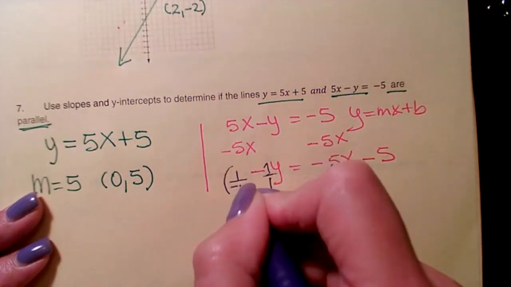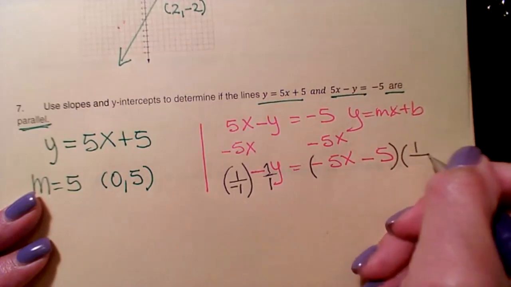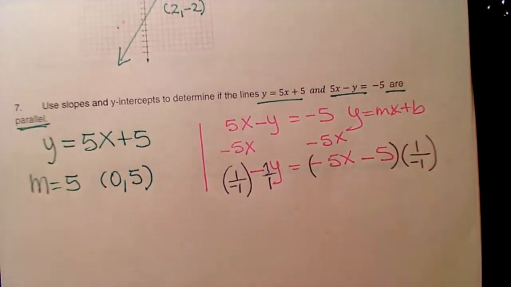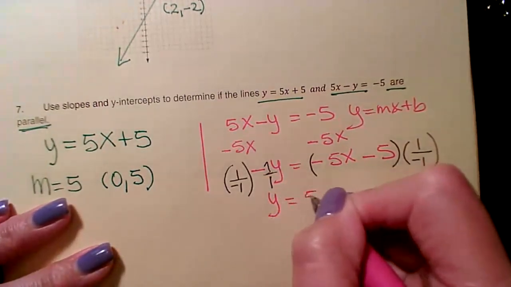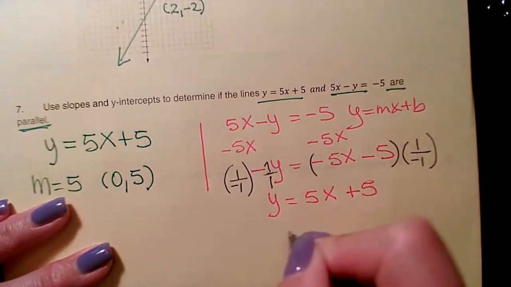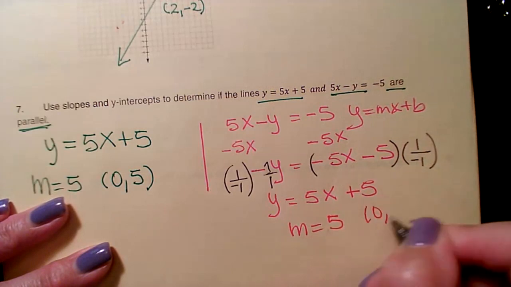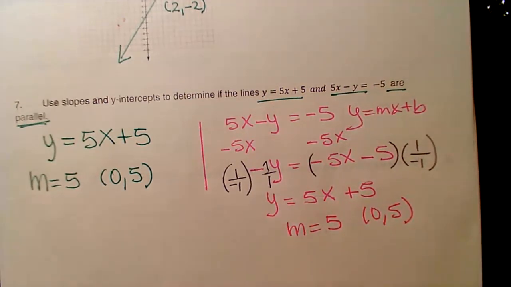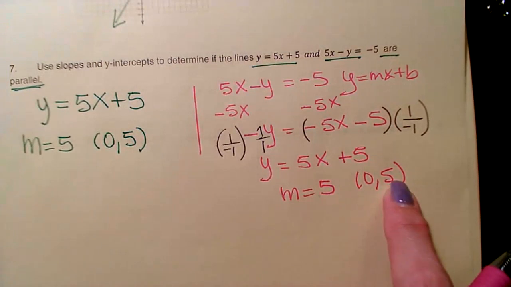So it's going to be 1 over negative 1. We're multiplying all of this. It's the same as if you say we're dividing by negative 1. So this one is going to become positive, and this one is going to become positive too. So my slope is going to be 5, and my b is going to be my y-intercept.